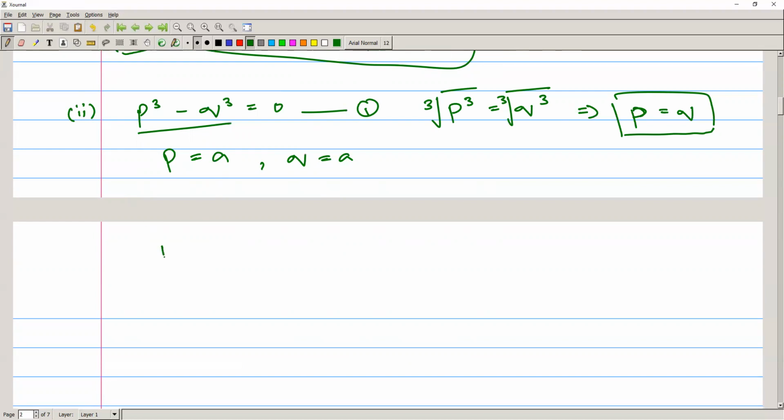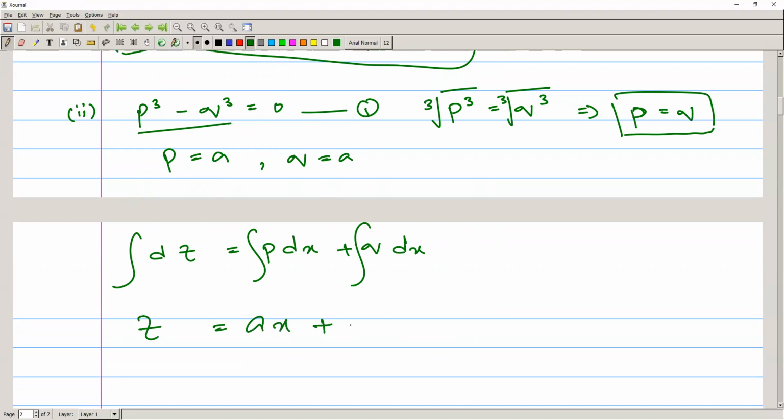So now we can write the general equation, or we can say the auxiliary equation. So this is the auxiliary equation for the first type, right? So we are dealing with the first type. So it will be z is equal to, p is a, so it will be ax, q is a, so it will be ay plus c.